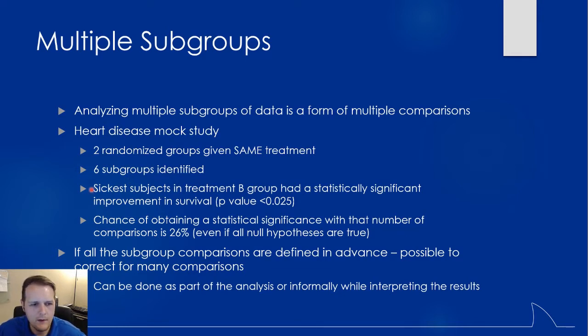And what they found was that the sickest subjects in, say, the treatment B group had a statistically significant improvement in survival, with p less than 0.025. That sounds pretty good, right? Well, when you keep doing all these different comparisons, assuming you're using just a comparison-wise error rate, you're going to find that the chance of finding something significant is 26%, right? So even if all the null hypotheses are true and there's really no differences between the subgroups, you're still pretty likely to find something when all is said and done. And by setting these up in advance and by using things like a family-wise error rate, you can make sure you're more appropriately interpreting the data.